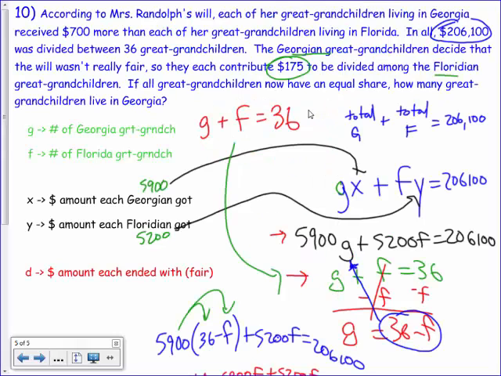So if 9 live in Florida, well, 36 minus 9 gives us 27. So our final answer is 27 great-grandchildren. And you can abbreviate that, grandchildren, right there. 27 great-grandchildren live in Georgia. Wow. So it took a little bit of work.